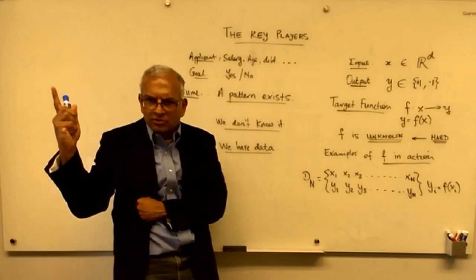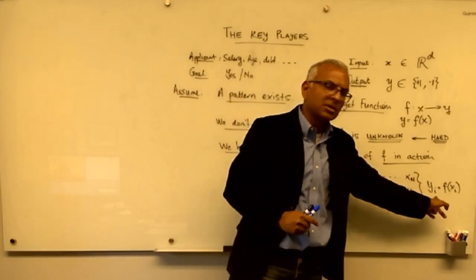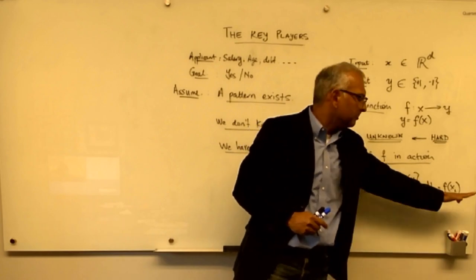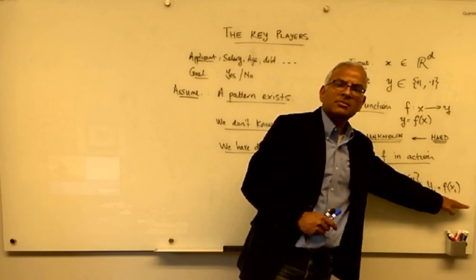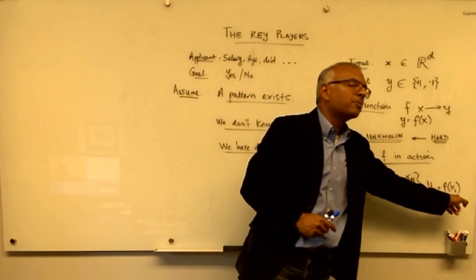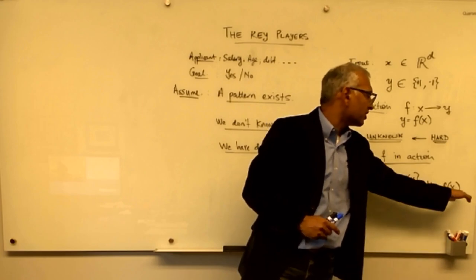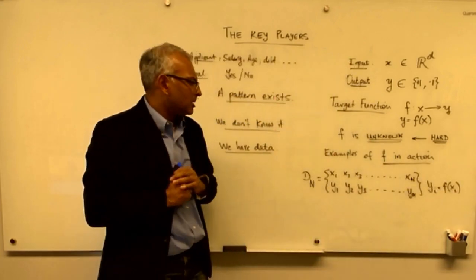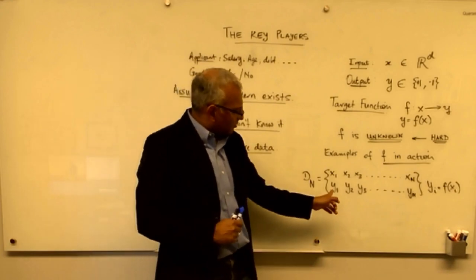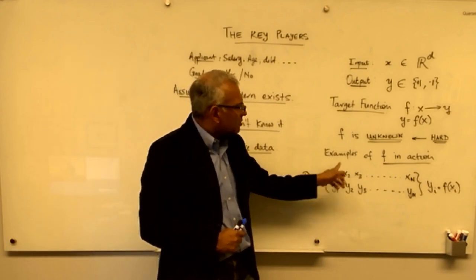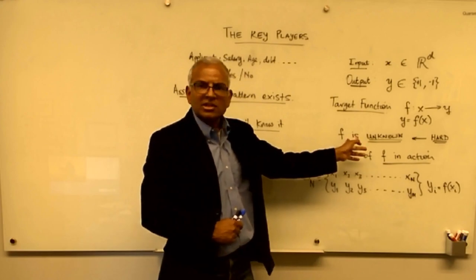One of those properties is this most fundamental property that y equals f of x. Now we'll be able to relax this to the situation where we say y is approximately f of x. In other words, it's f of x plus some noise. That's not going to be a problem. But fundamentally, the y's are related to the x's through this unknown target function f.